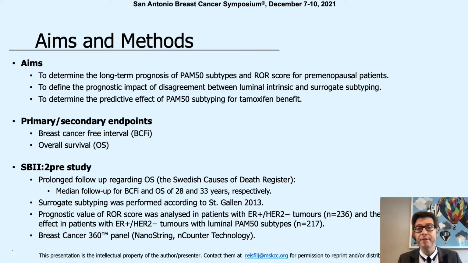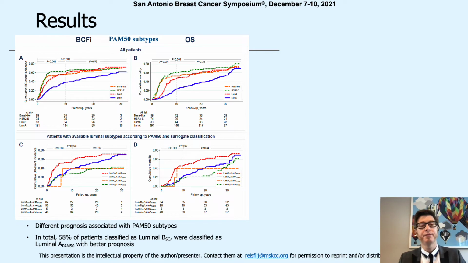And for the PUM50 subtyping and ROR, they used the NanoString platform. And here are the results for this analysis. We can see here on the top the breast cancer-free interval and the overall survival by PUM50, and as expected, in blue here, the luminal A tumors showing a much better outcome than the patients classified as other subtype.